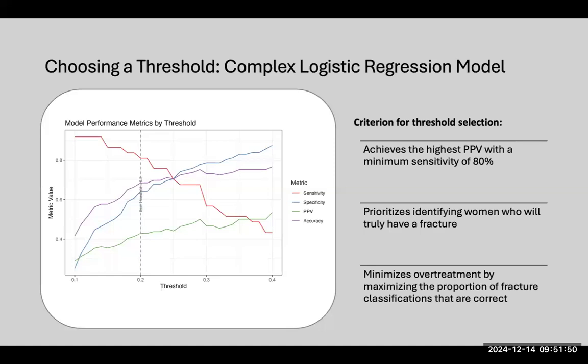Next, I want to talk you through how I chose the threshold. The criteria for selecting a threshold: the goal was to achieve the highest PPV with a minimum sensitivity of 80%. Having this minimum sensitivity of 80% prioritizes identifying women who will truly have a fracture so that they can get the treatment that they need. And also having a high PPV minimizes overtreatment by maximizing the proportion of fracture classifications that are correct.